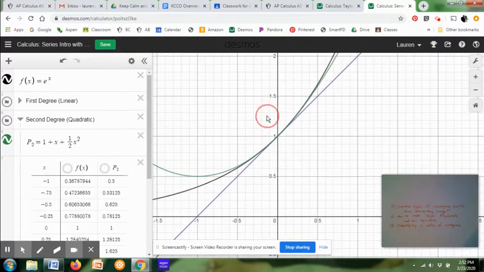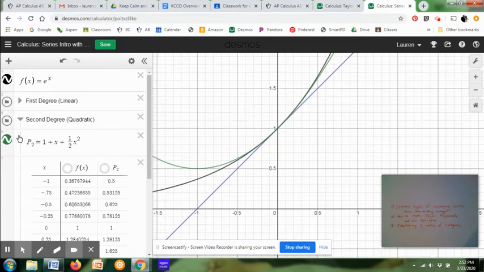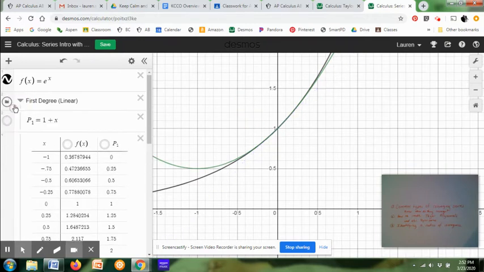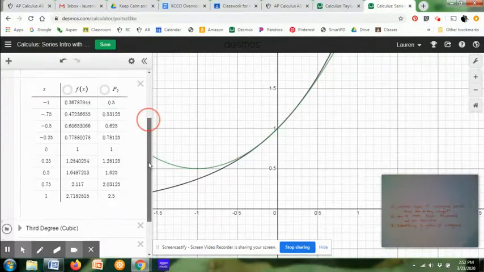And this is happening because we're using a higher degree polynomial. So I'm going to turn off the linear one and look at what happens with the values. Again, your point of tangency is (0, 1), so they both share those values. But the further away you get, you're getting a little bit more accurate. We have 0.778 again for f of x, but our quadratic is 0.781, so a little bit closer.